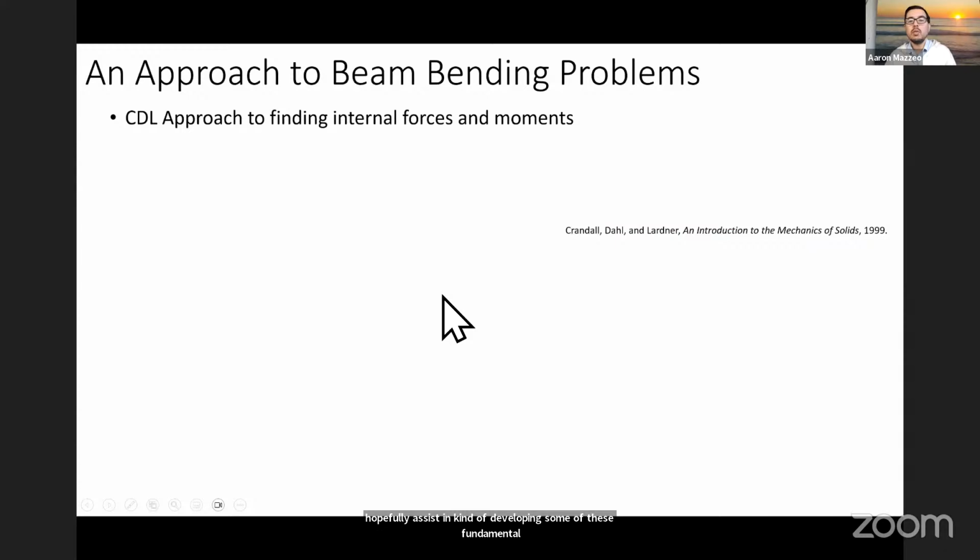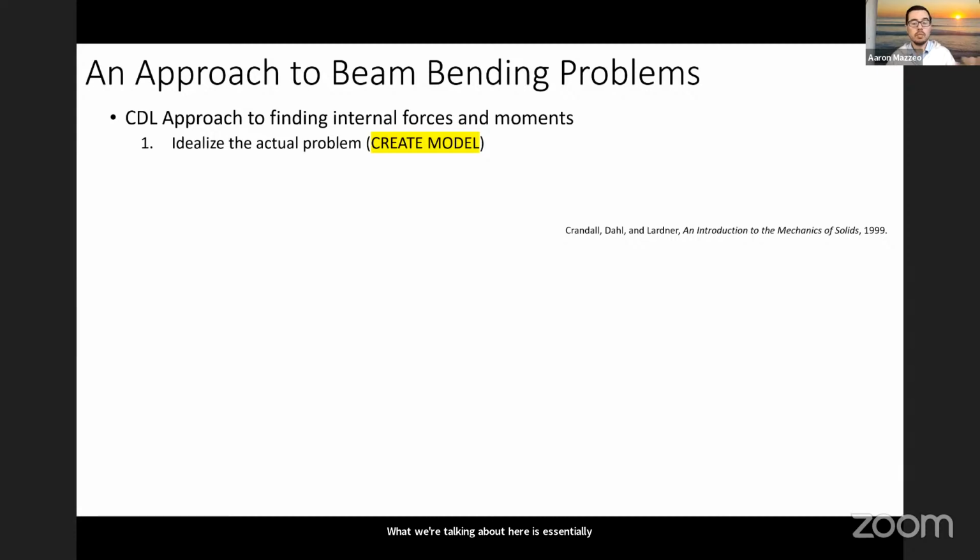So we talked previously about CDL's approach to finding internal forces and moments, or its general approach to beam bending problems. And this approach is not to be confused with the three pillars of equilibrium, constitutive relationships, and geometric compatibility, which also comes from CDL. What we're talking about here is essentially an approach to just looking at the equilibrium. And we have three steps. We idealize, or we create the model for the problem.